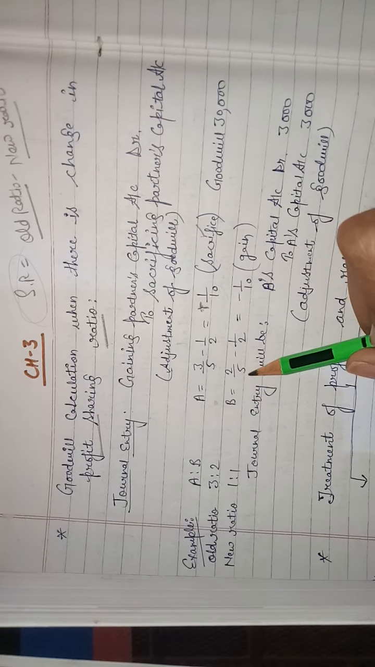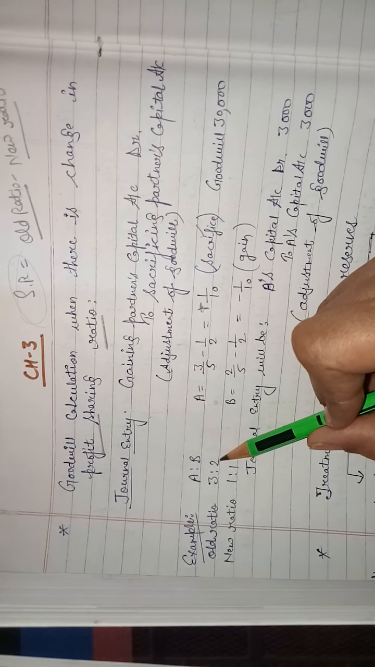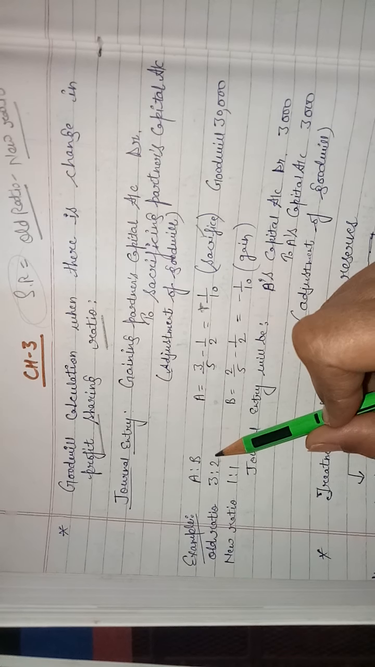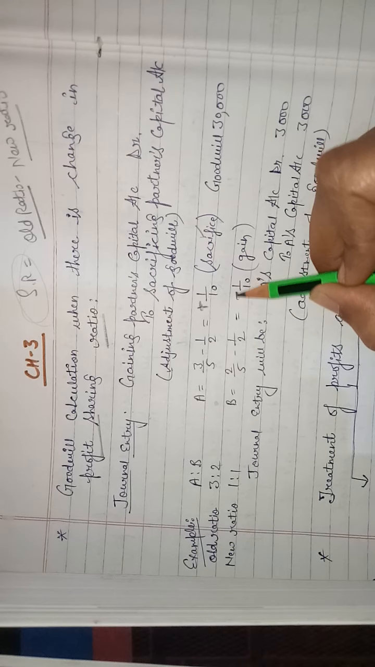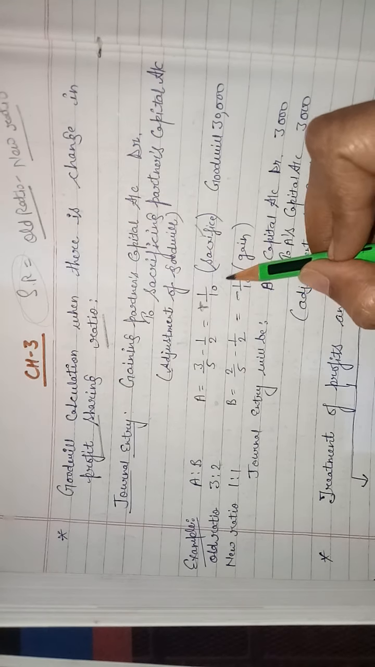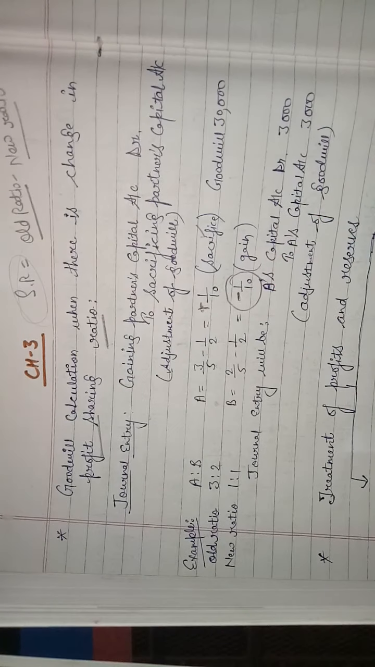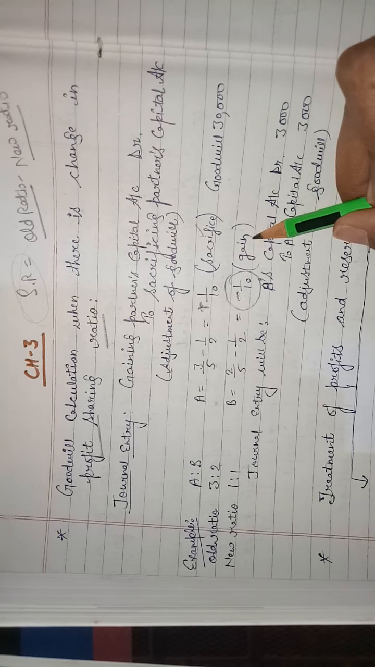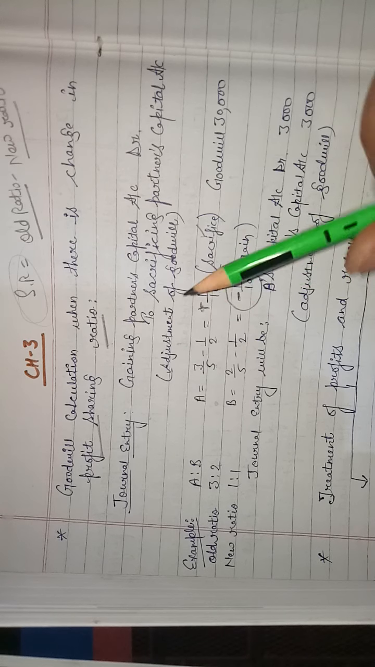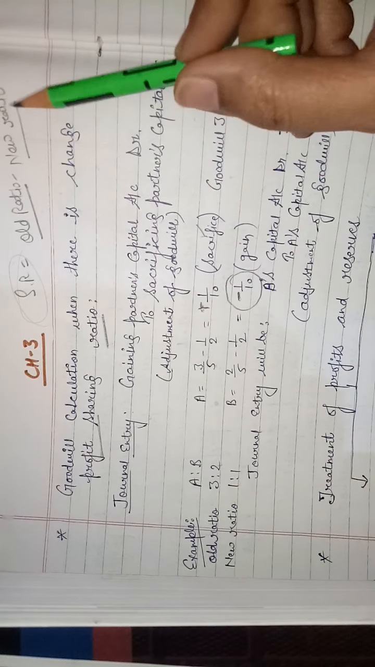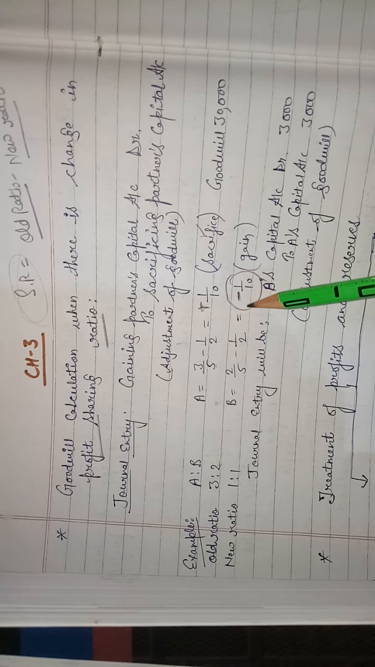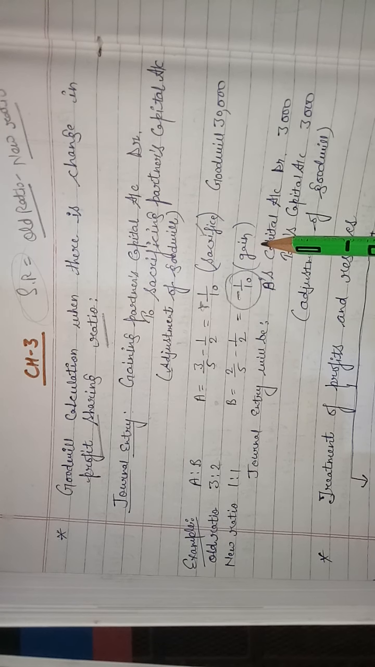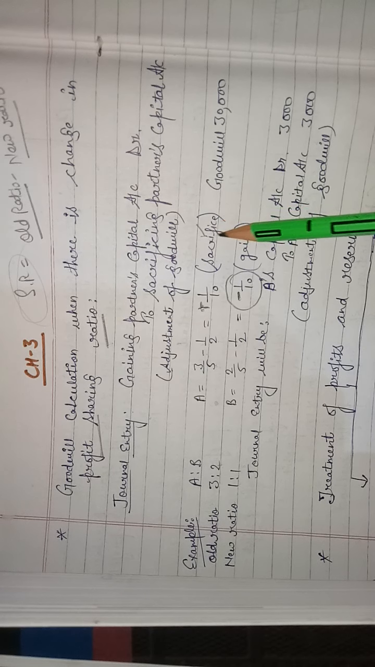Similarly with B, old ratio 2/5 minus new 1/2 is equal to minus 1/10. Here a minus sign is there, so it is gain. I am using the formula of sacrifice ratio, old minus new, and positive sign means sacrifice and negative sign means gain. Clear? So we have to first calculate sacrifice or gain.